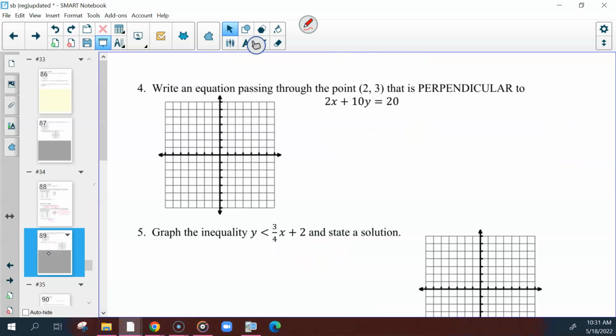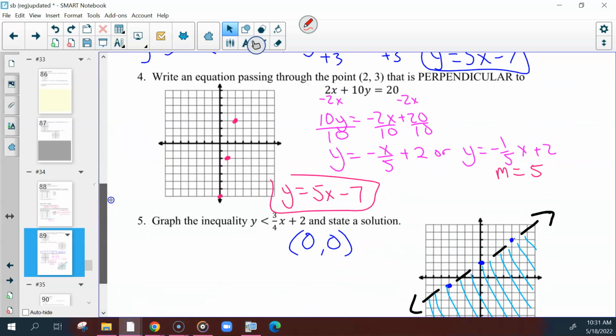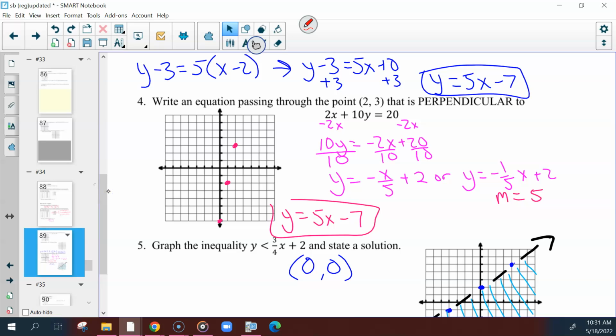On the back. For number 4, there are 2 different ways that this is being solved. I'll talk through both. One, if you solve this equation, get whatever your slope is here. You need a slope that's perpendicular to the one that's given. So this slope is negative 1/5. Your new slope would be positive 5.